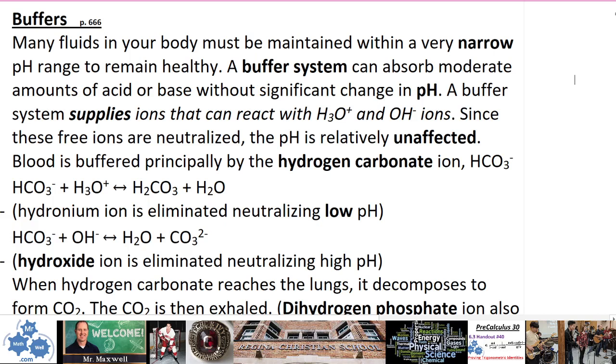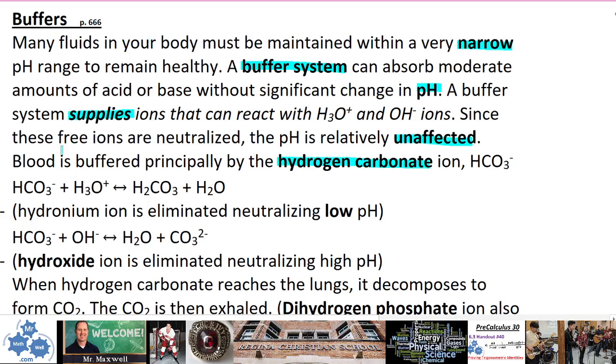Blood is buffered principally by the hydrogen carbonate ion. Now I'm going to highlight some of these. If you have blank notes in front of you, I think these highlighted ones are the words you need to put in there. So the hydrogen carbonate ion, that's HCO3 minus, is a buffer.